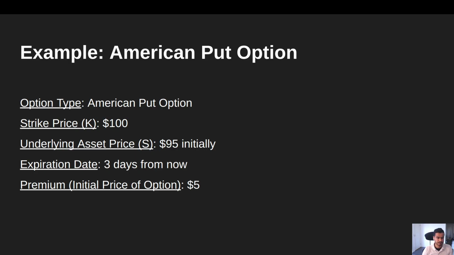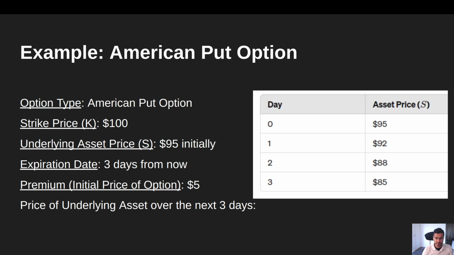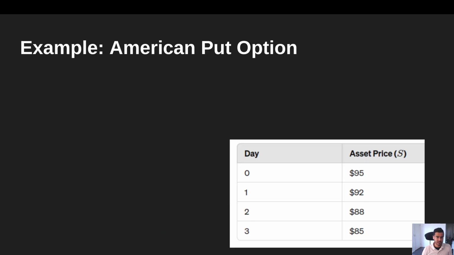So let's say that the price of the underlying asset over the next 3 days is this one. At day zero, it was 95. At day one, it becomes 92, then 88, then 85. So this is how the price evolves. Now it's just an example. We don't know how the future will look. But if this future happens, let's imagine we are in day one. So the asset price is 92, as you can see here.